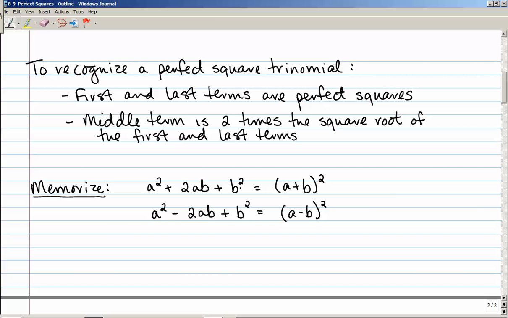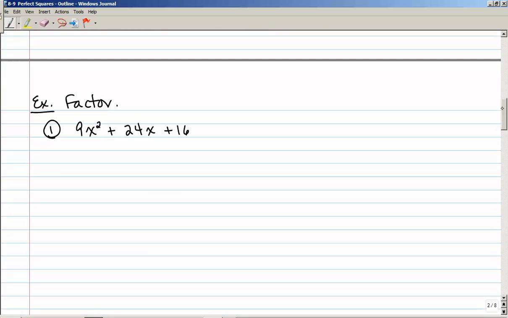Once I've identified my a and b, I put them into parentheses. If I have a plus here, I get a plus in the middle. If I have a minus here, I get a minus in the middle. Put it in parentheses and square it. So let's try a couple examples here.